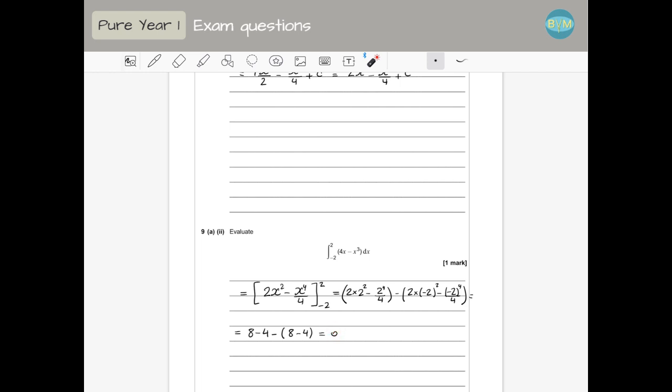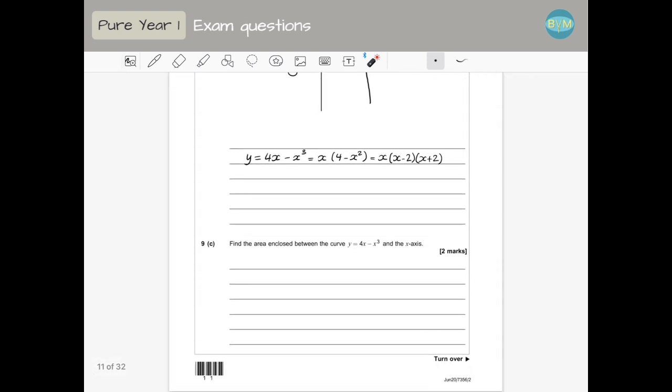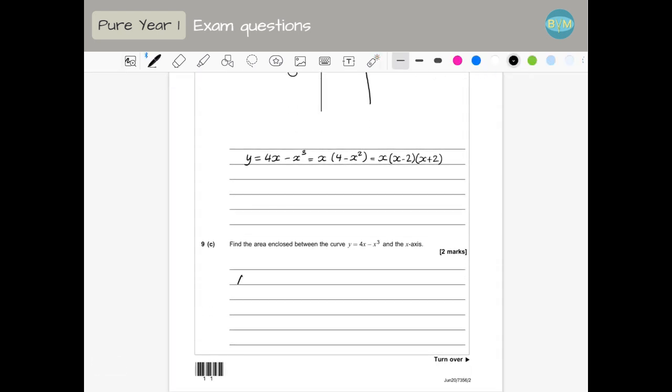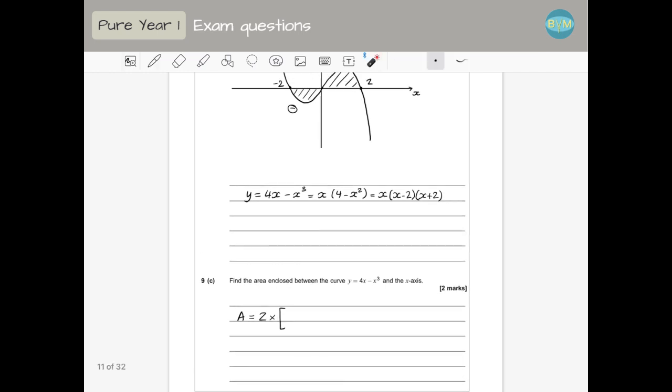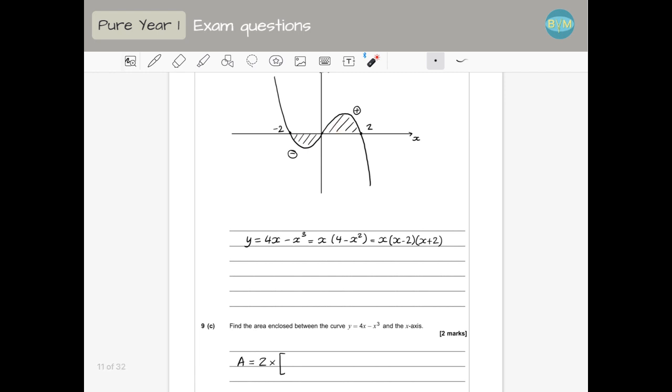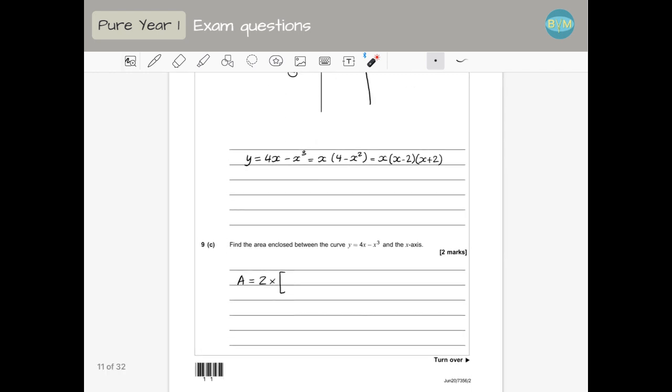So I can actually, in this case, and only in this case, not always, say the area is going to be 2 times the integral between 0 and 2. So 2 times this one. We know they are equal to each other because when we add them together it is 0. And the integral was 2x squared minus x to the power 4 divided by 4. And I'm going to integrate that between 0 and 2. I could do between minus 2 and 0, but it's easier without the negatives.